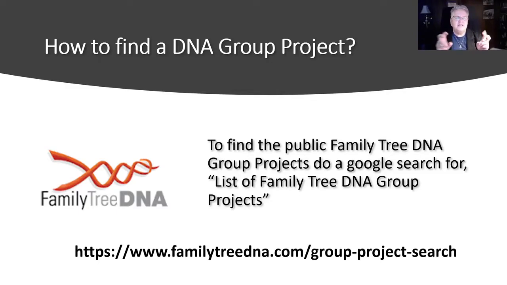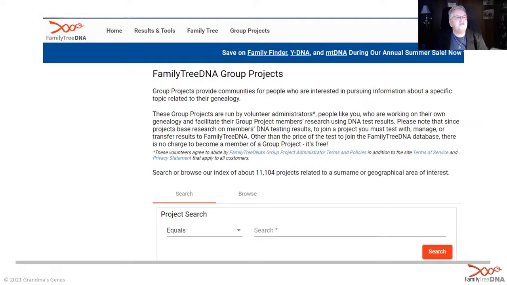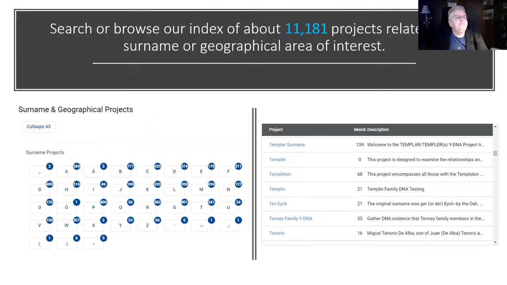If you don't put list before it, you're going to get a bunch of help pages, which are nice, but it's not going to get you to the search page, and that link at the bottom of this page will. And this is what that search page looks like. When I type in my Templeton name, I come up with a search that looks something like this, and it gives me lots of different surnames listed.